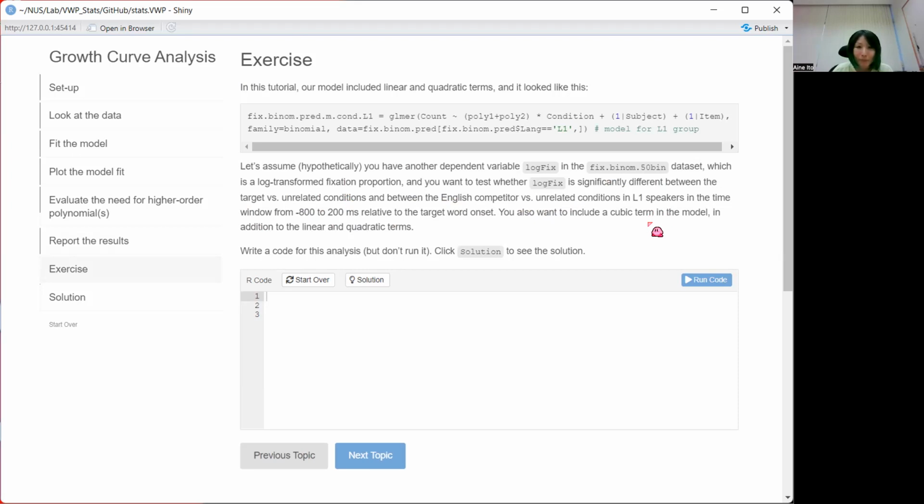Sorry, not the same time window, but the time window from minus 800 to 200 milliseconds relative to the target word onset. You also decide to include a cubic term in the model in addition to the linear and quadratic terms. The exercise is to write code to run this analysis. But if you open the tutorial, don't actually run the model here because we don't have this variable in our dataset, so it won't run. Just write the code that you would use, and don't click this one here, but once you have finished writing the code, check here for the solution.